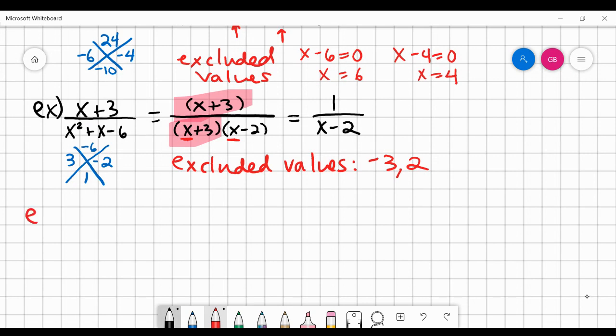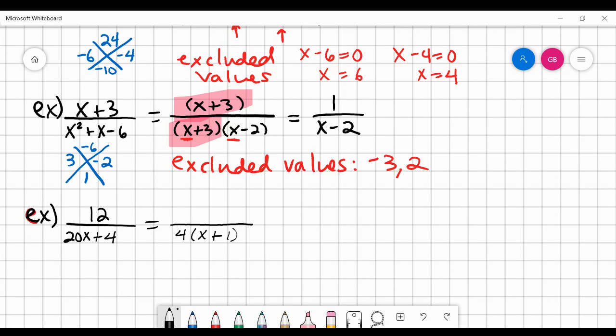Let's try another example. Okay, we have 12 over 20x plus 4. I'm sorry, this is supposed to be 20x plus 4. Okay, so in the numerator, there isn't much you could do, but in the denominator, we do have a GCF. The GCF is 4. So you're left with x plus 1 times 4.